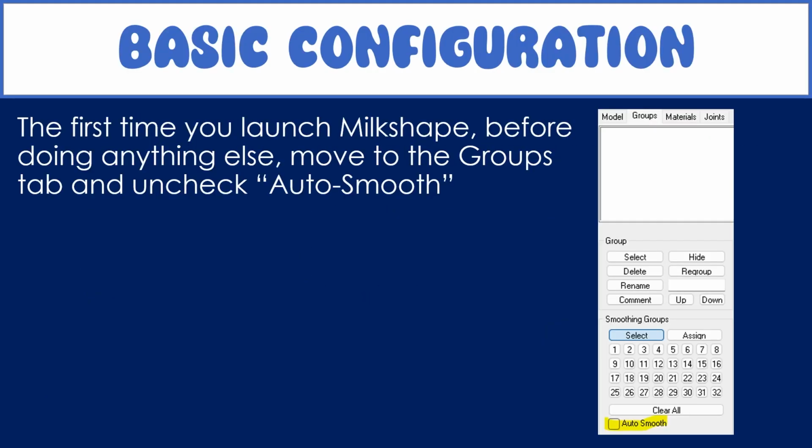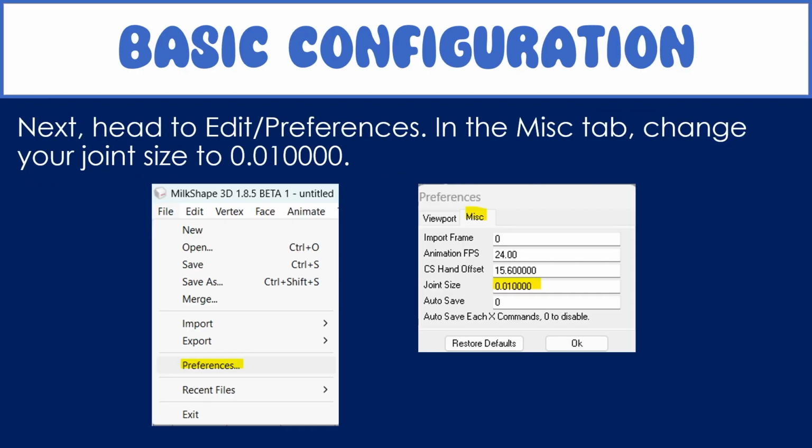The first time you launch Milkshape, before doing anything else, move to the Groups tab and uncheck Auto-Smooth, just like that. Next, head to Edit Preferences. In the MISC tab, change your joint size to 0.01. The reason for this, out of the box, Milkshape has these giant chunky joints that don't allow you to see the mesh. So we need to change the joint size before we can do any kind of meshing.